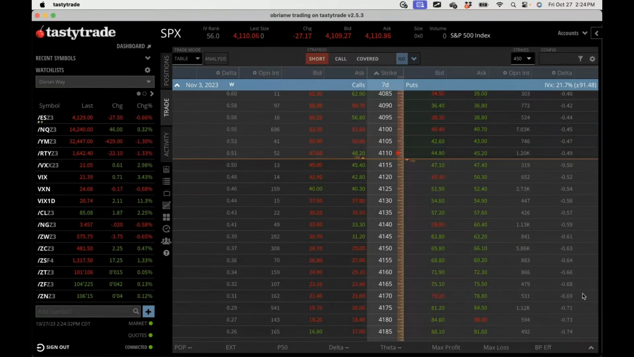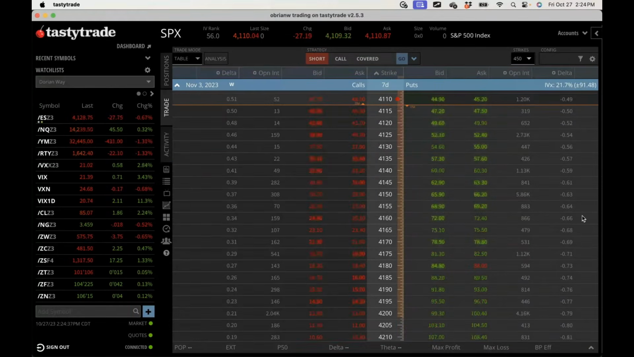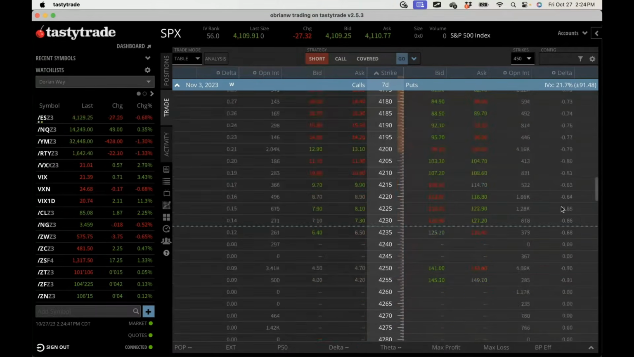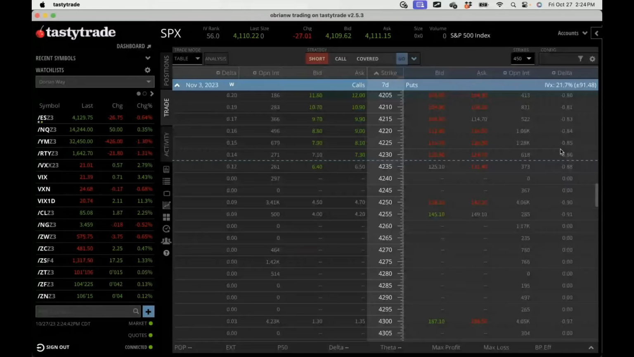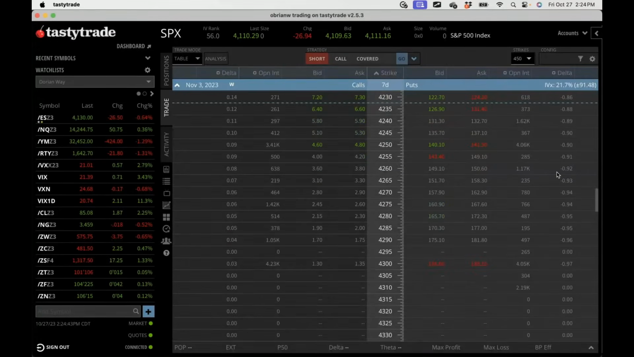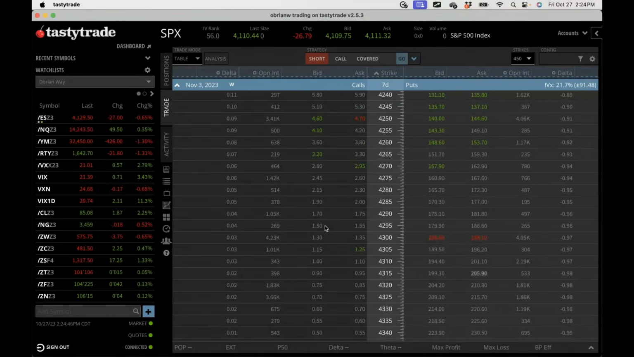So we're going to take the 41.10 plus 186. That's going to take us to 42.96. So about 42.95 is where we're going to be at most likely. So we've got the 42.95 here. We're going to do a 10-point wide spread. That's giving us $35 on that side.